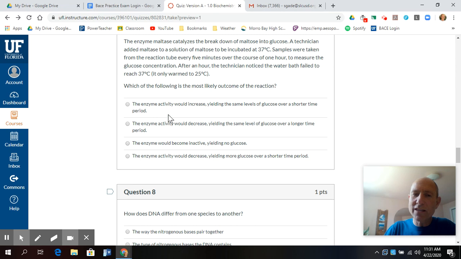So it's between these two answers right here, and to tell you the truth, you guys wouldn't know. I mean, if the enzyme's going to work at room temperature, 25°C is warmer than room temperature. So it's still going to work. It's just not going to work as good. So this is the best answer. How would you know that? You wouldn't, but guess what? Now you do.